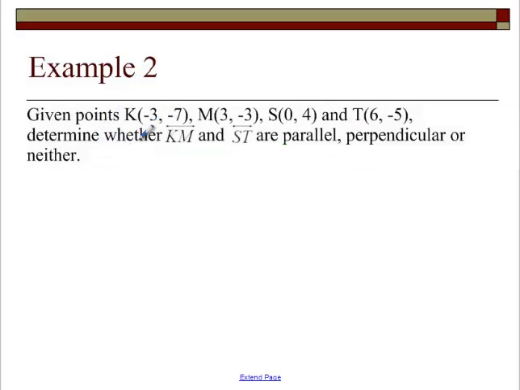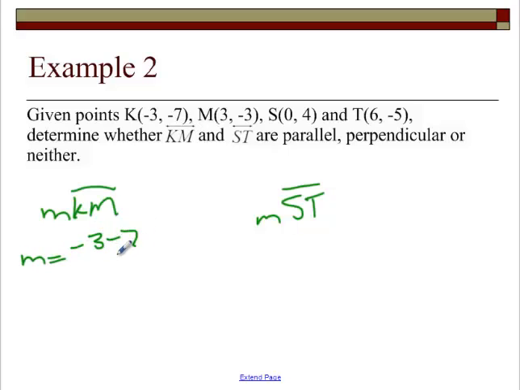Great. You're given 4 points. We need to find, are KM and ST parallel, perpendicular, or neither. So we need to find two slopes. We're going to find the slope of KM, and we're going to find the slope of ST. So, y2 minus y1 gets you negative 10 over 6. Let's go ahead and simplify that to negative 5/3.